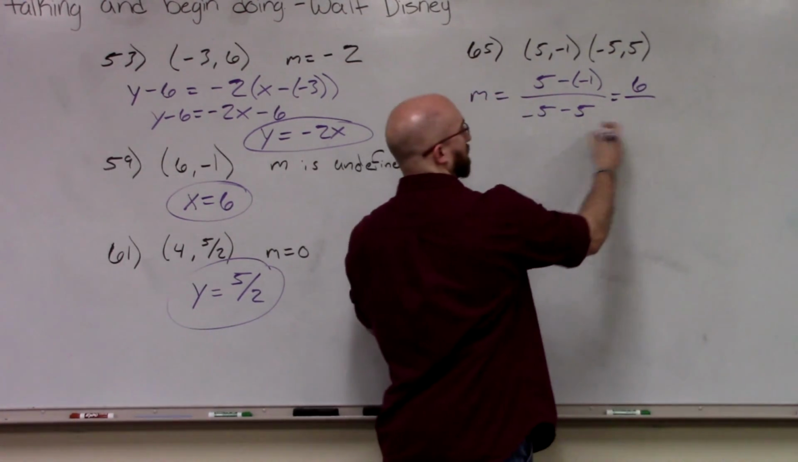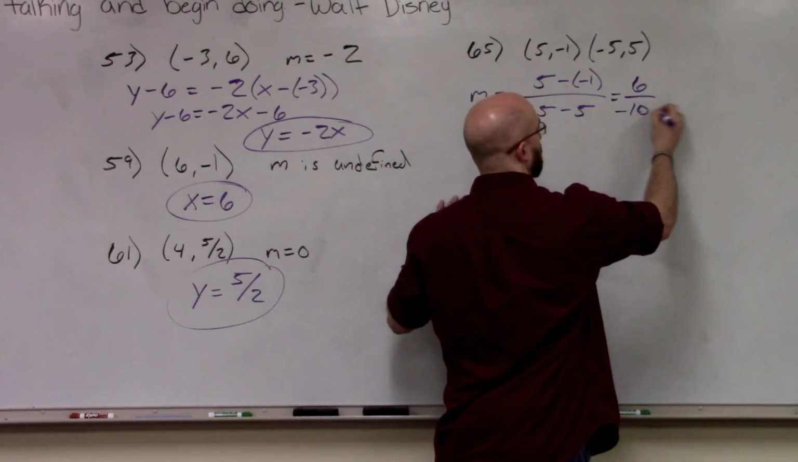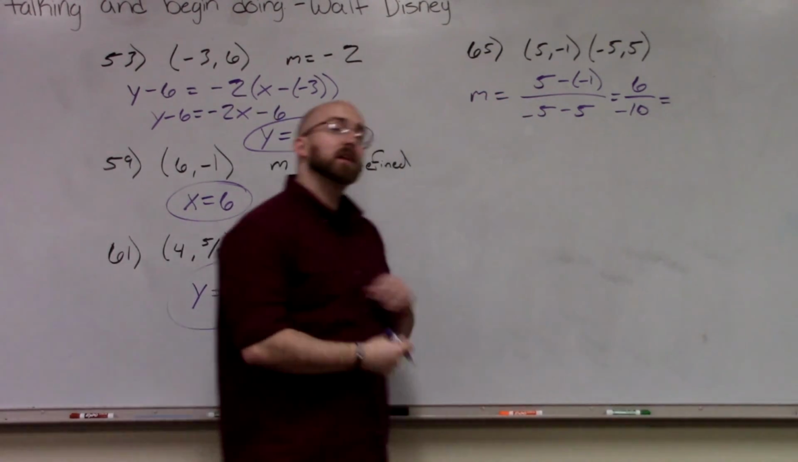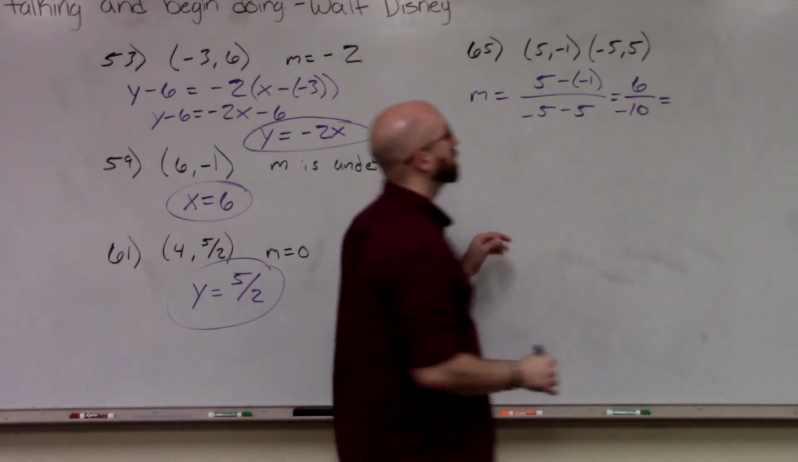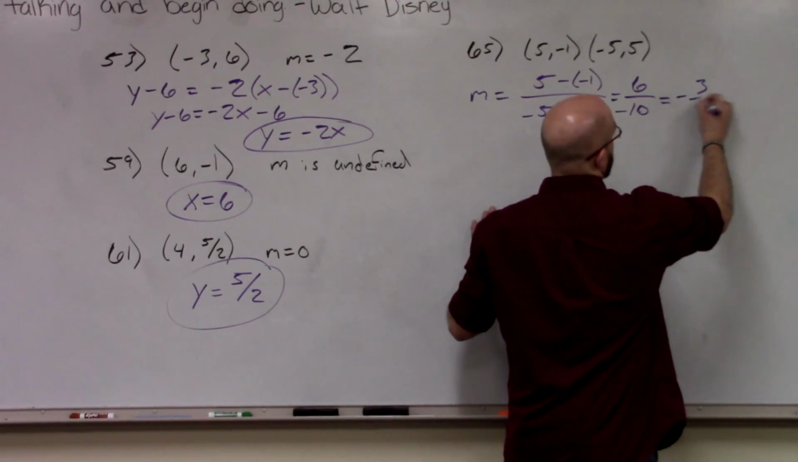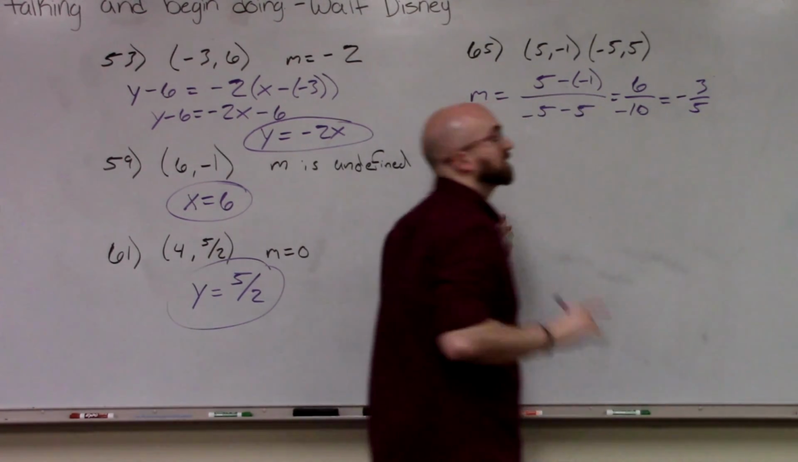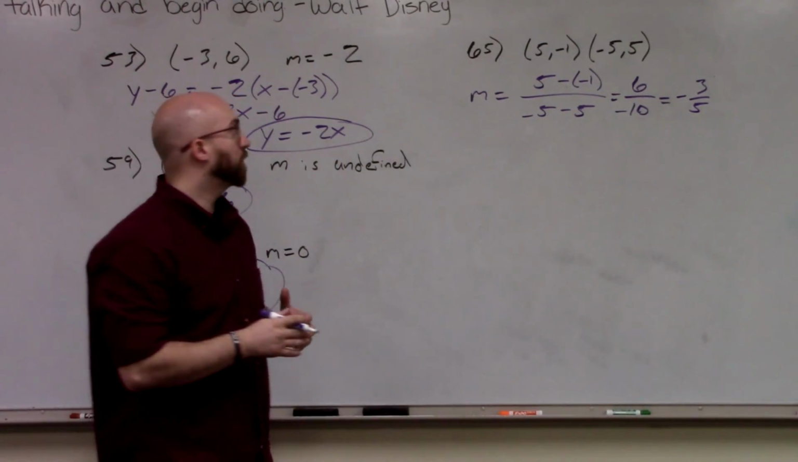And this can be negative 10. Let's go ahead and reduce that down. 2 goes into both of those, so it would be negative 3/5. That's our slope. Now let's use point slope form.